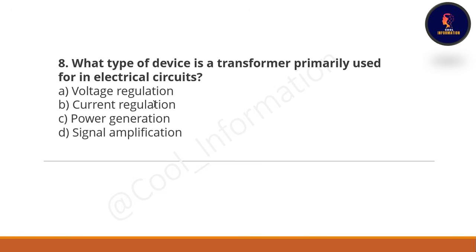Okay. Next question, what type of device is a transformer primarily used for in electrical circuit? Option number A, voltage regulation. Option number B, current regulation. Second last option is power generation, and last option is signal amplification, sorry. And the correct option is voltage regulation.